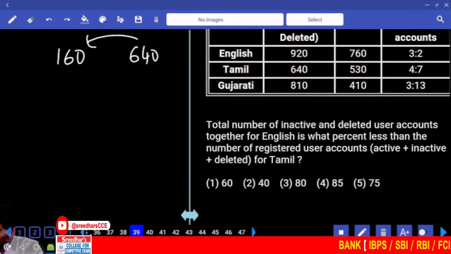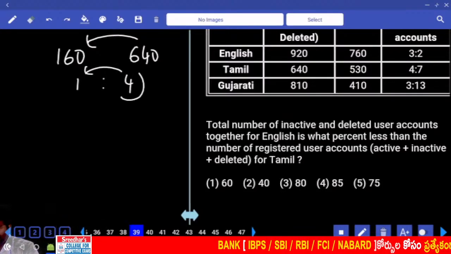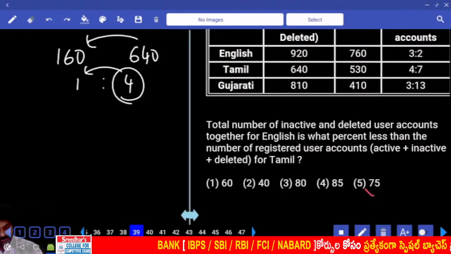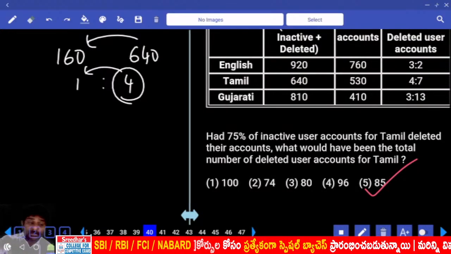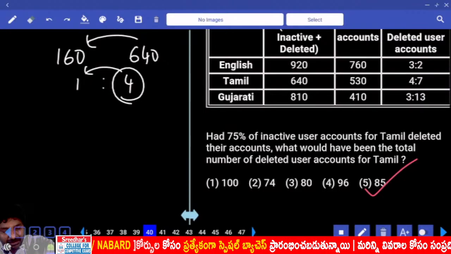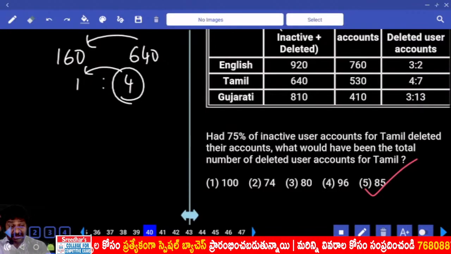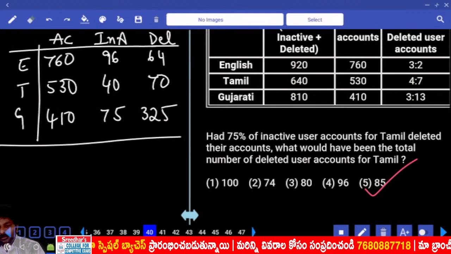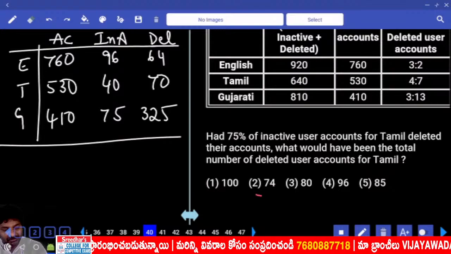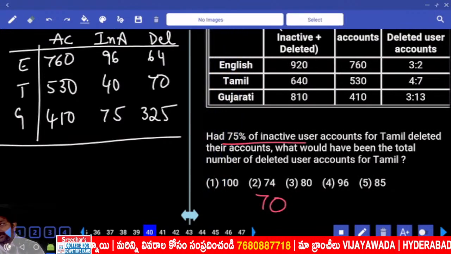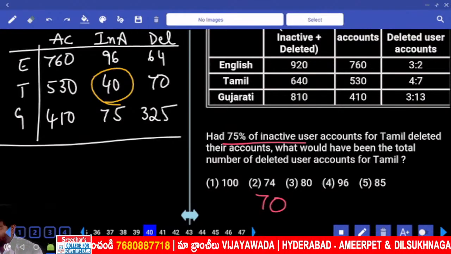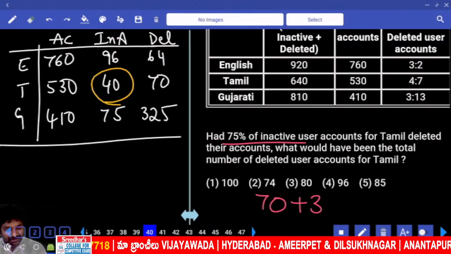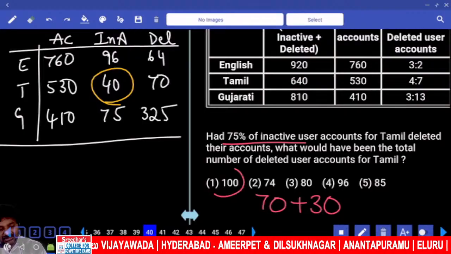Now look here and tell me the ratio, which is 1:4, right? How many parts less? From 3/4, 75%. If 75% of inactive user accounts for Tamil deleted their accounts, what would have been the total number of deleted user accounts for Tamil? For Tamil, how many deleted accounts are there? Come on, 70. Now, out of total inactive users, if 75% of them have deleted their accounts, that means 30 more deleted. Total deleted accounts are 100.